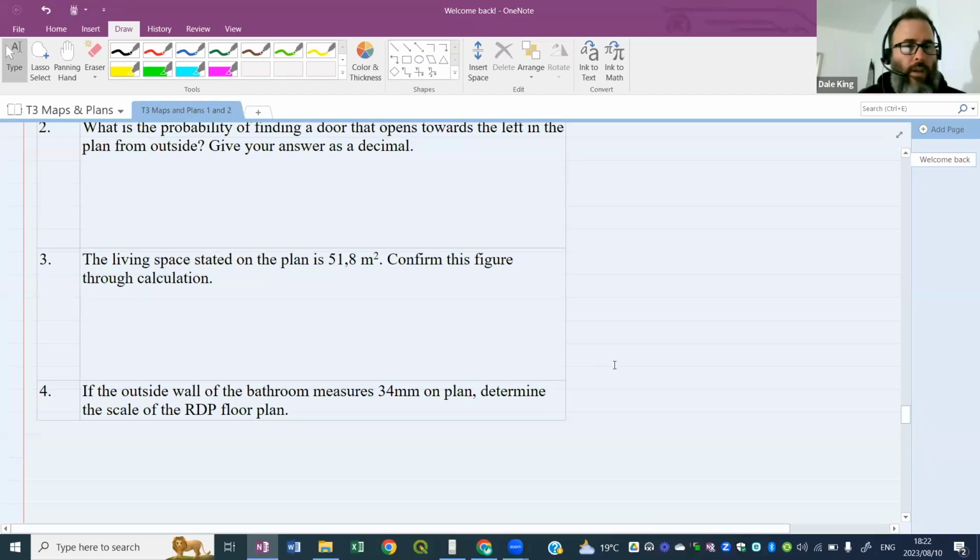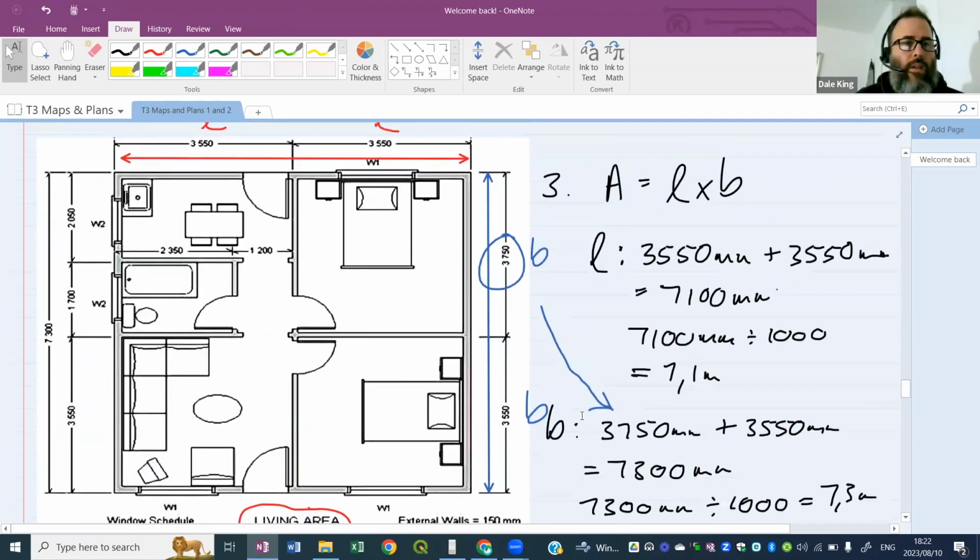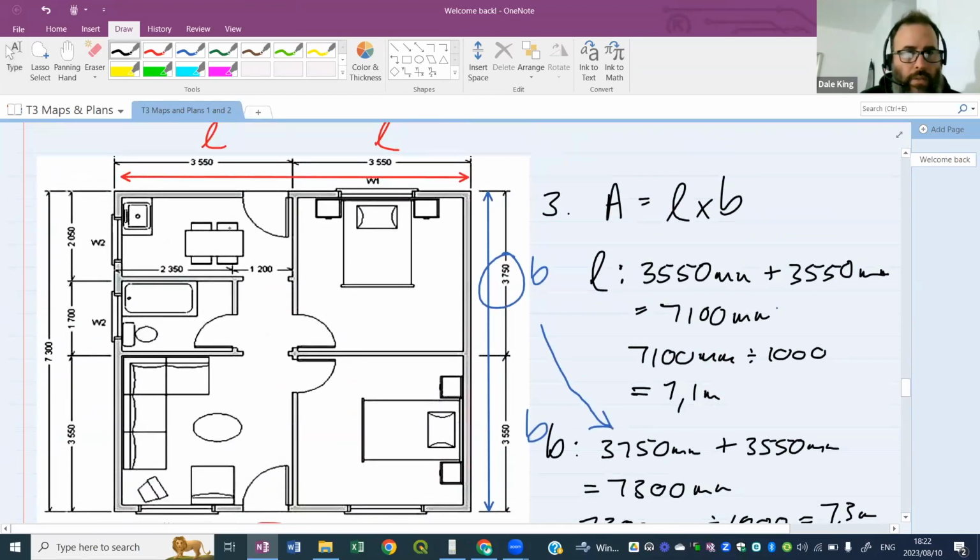Question 4. If the outside wall of the bathroom measures 34 millimeters on the plan, determine the scale of this RDP floor plan. So if the outside wall of the bathroom measures 34 millimeters, determine the scale of the plan. The outside wall of the bathroom must be this one on the right-hand side, and that measures 34.